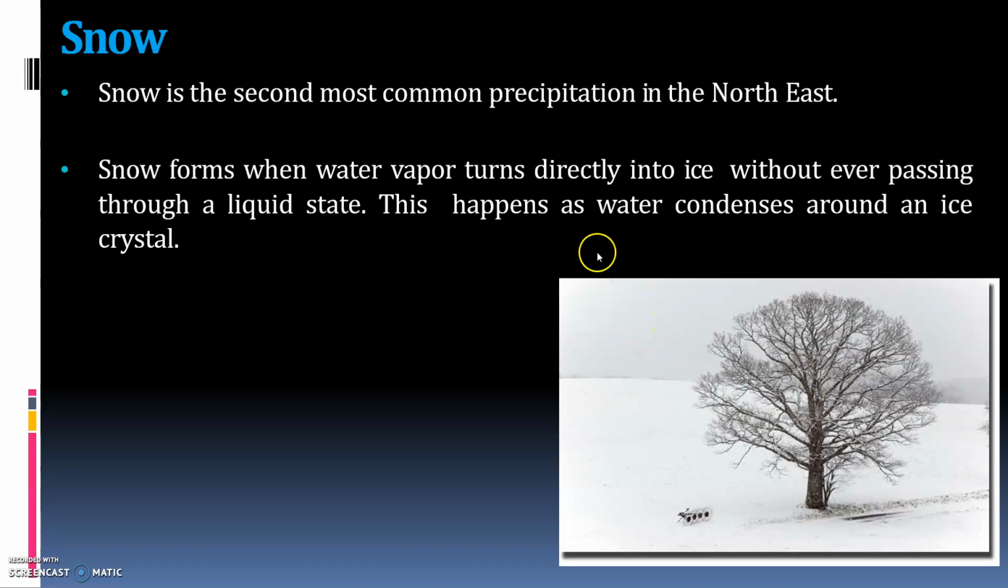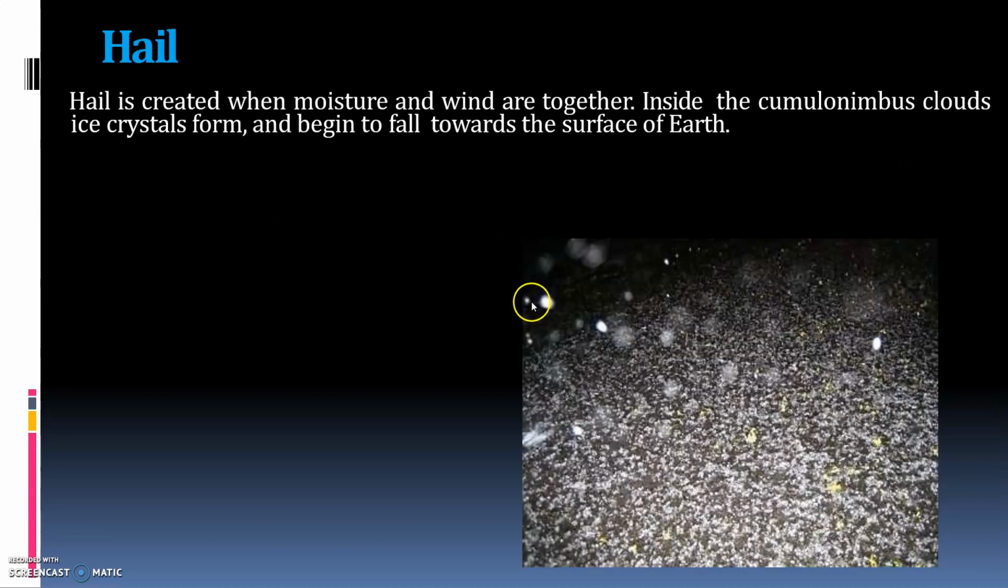Snow forms when water vapor turns directly into ice without ever passing through a liquid state. This happens as water condenses around an ice crystal. Average density of this is 0.1.